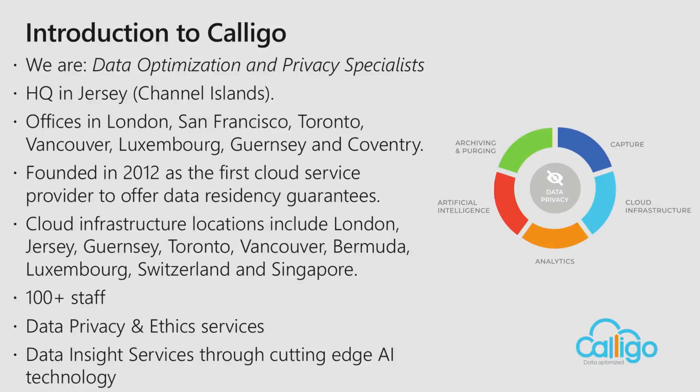So I'm going to just cover off who we are so you can get a bit of context. We're a data optimization company that uses cloud technologies for our clients. We're headquartered in Jersey, in the Channel Islands, the original Jersey, not New Jersey. It is actually where New Jersey got its name from, if you want to Google that. And we've got offices around the world. We're roughly 7 years old, and we've got infrastructure dotted all over the globe as well, roughly 100 people.